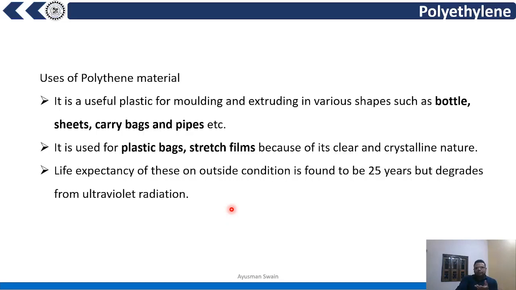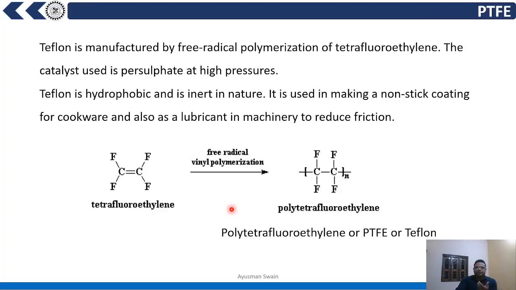And later also we will come to the methodology: how low density polyethylene and high density polyethylene are prepared, what is the difference between them, and what are the uses of low density polyethylene and high density polyethylene. Later we will come to that. Teflon is another polymer, and Teflon is polytetrafluoroethylene. The monomer unit is tetrafluoroethylene.